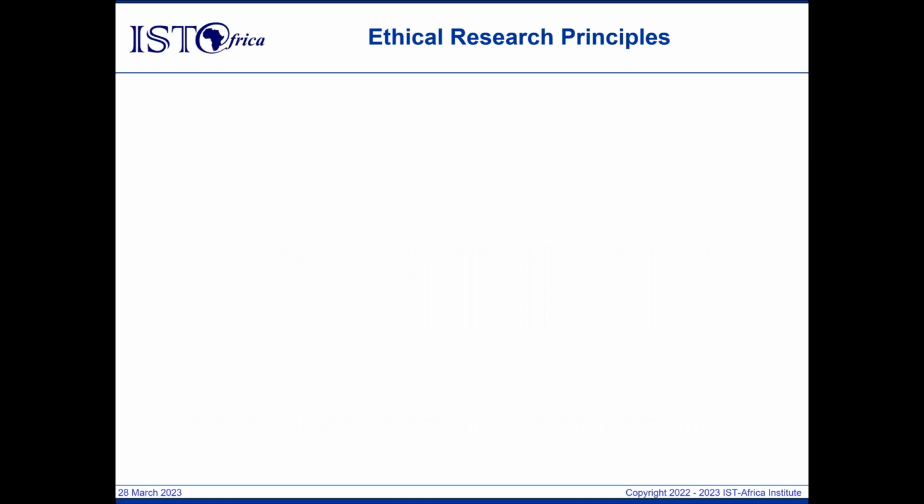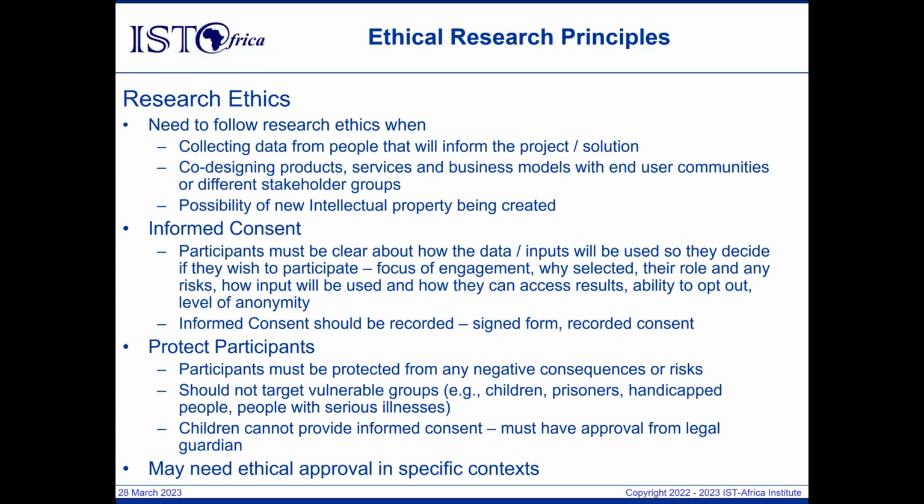When undertaking research, there are a number of clear research ethics principles that all master's students are introduced to that warrant adoption by all IEEE volunteers wishing to make societal contributions. So we as technologists need to follow research ethics when we're collecting data from people that inform a project or solution, when we're co-designing products, services, and business models with end-user communities or different stakeholder groups, and when there's a possibility that new intellectual property will be created.